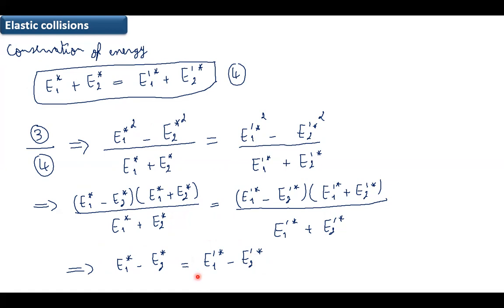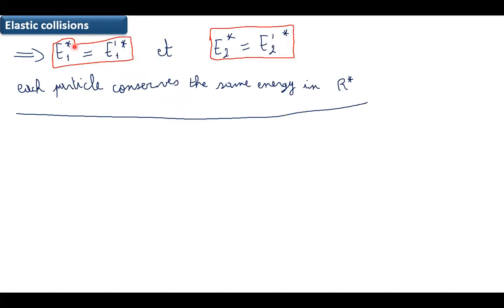And if you subtract 3 from 4, you get E2 star is equal to E prime star. So you see that the energies in R star are conserved, and only in R star. This is not applicable in any other frame. Only in R star, each particle conserves the same energy.